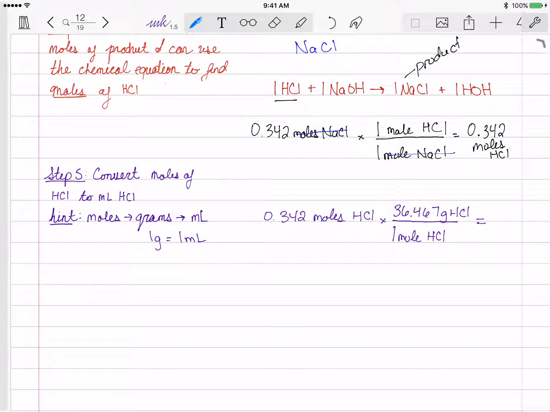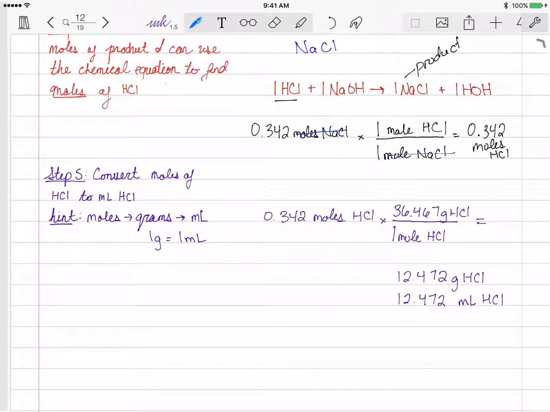So I have 36.467 times 0.342, 12.47 grams of hydrochloric acid. And so 1 gram equals 1 milliliter, and so really the number of grams is going to be the same as the number of milliliters. So I have 12.472 milliliters of hydrochloric acid that I'm going to need to measure out in order to get my amount of product. And again, we use hydrochloric acid because that's our limiting reactant.